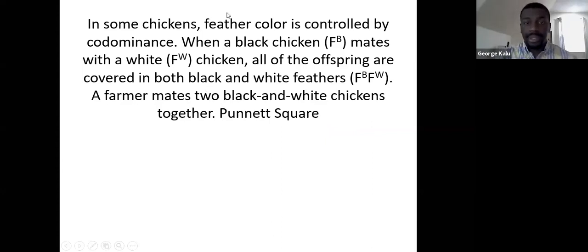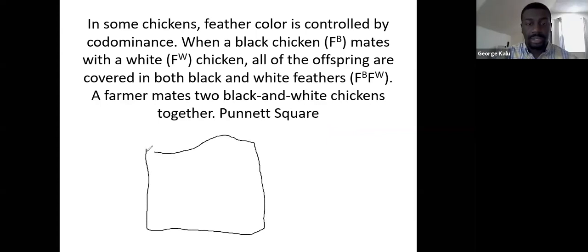Here is our square. Oh, we were doing so good with this box until I blew it right there. So if we have two black and white chickens, what's going to be the genotype of one of the parent chickens?